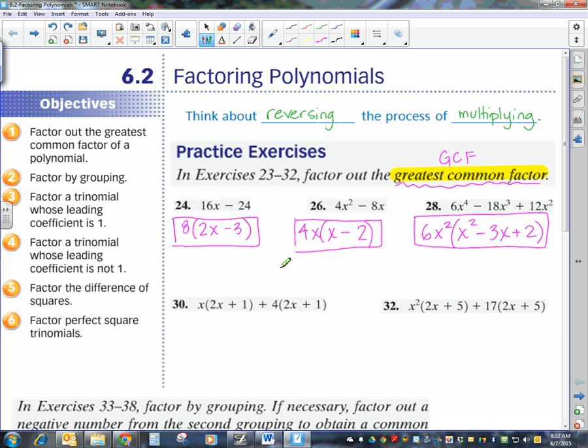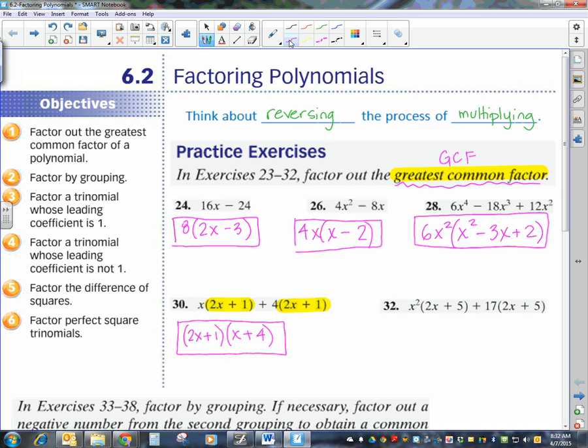Okay, this next one is really important because this is preparing you for a large part of what we're going to be doing. In this one, notice that this right here is the common factor. So in that problem, if I take out that common factor, 2x plus 1, then what do I have left? I have to put the parentheses, and what I have left is x plus 4. And that's all it is.